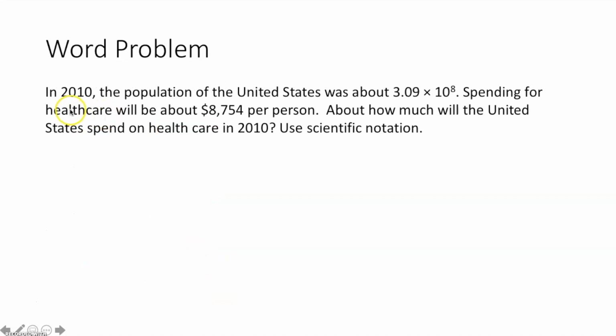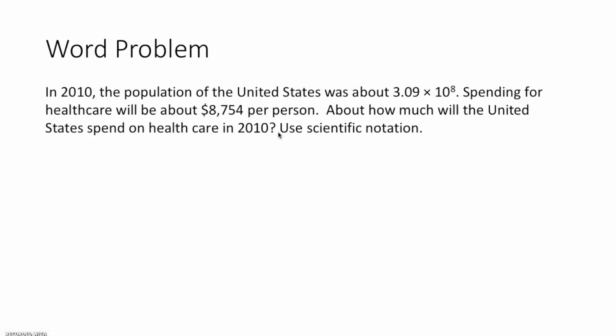Now, our word problem says in 2010, the population of the United States was about 3.09 times 10 to the 8. Spending for healthcare will be about $8,754 per person. About how much will the United States spend on healthcare in 2010? Use scientific notation. So, in a word problem, we're not scared.